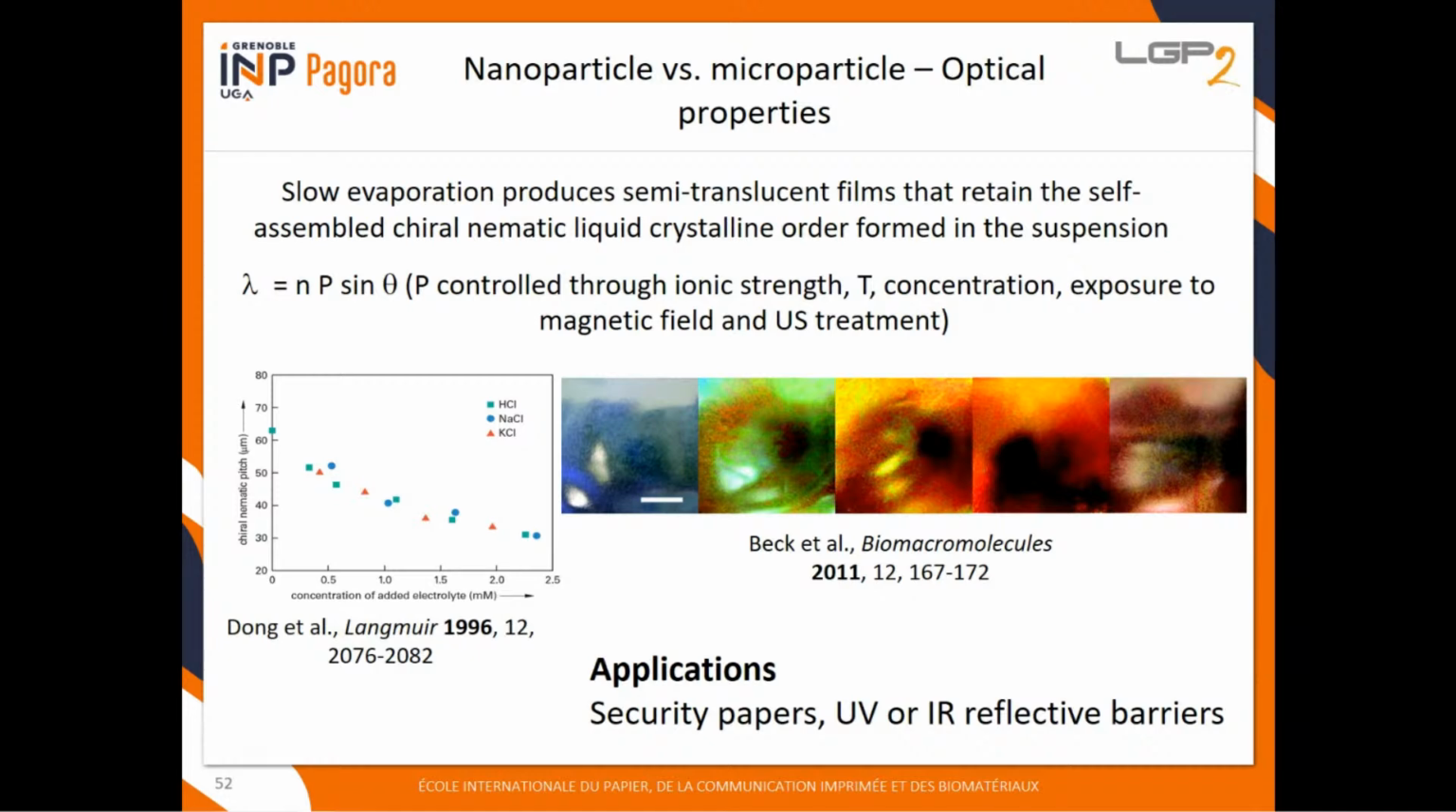You have one example here of films made from cellulose nanocrystals, but the suspension was submitted to ultrasonic treatment with different strengths, and we can tune the color. And of course, we can think about possible applications for security papers, UV or IR reflective barriers.